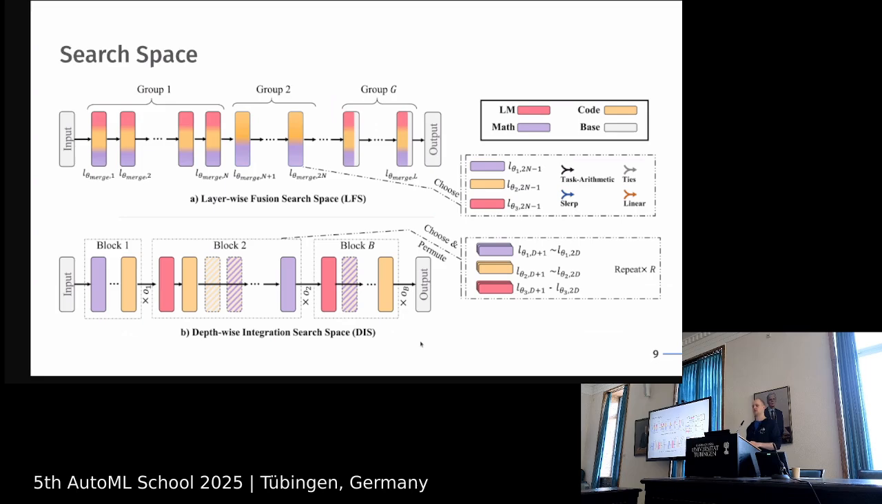So what we often do here is we make these larger groups. For example, the first 4 layers get the same merging parameters, and then the next 4 layers get different merging parameters, and this way we can group it and reduce the search space size.